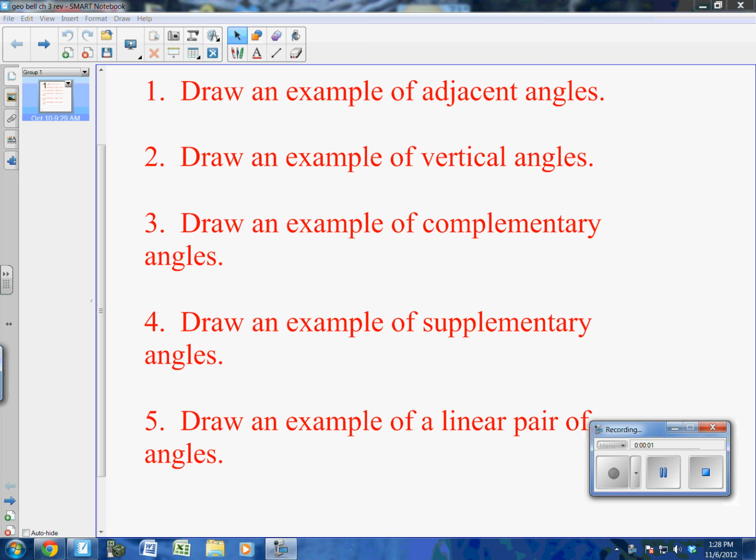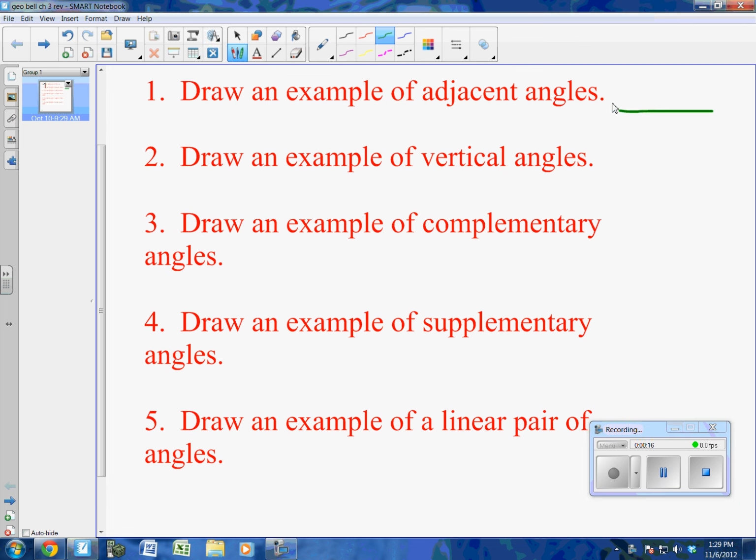And I can go over this right here, draw an example of adjacent angles. And let me just show you right here. So draw an example of adjacent angles. And you guys know that adjacent angles are two angles that are next to each other, right? Share the same vertex and have a common side. Remember that? So that's an example of adjacent angles.